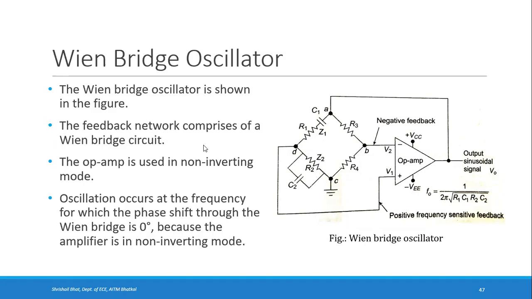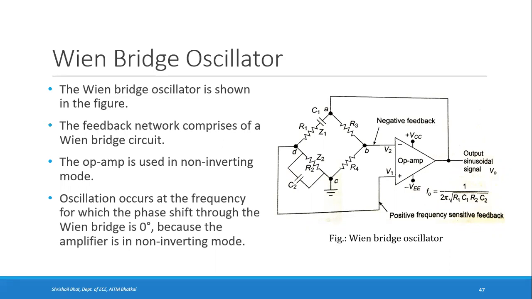So this feedback network comprises a Wien bridge circuit. The op-amp used here is operated in non-inverting mode. We have seen that if the amplifier is in inverting mode, the feedback should provide a 180-degree phase shift, so the total phase shift around the circuit will be 0 degrees or 360 degrees. If the amplifier is non-inverting, that means there is 0-degree phase shift, and the feedback also should provide 0-degree or 360-degree phase shift.